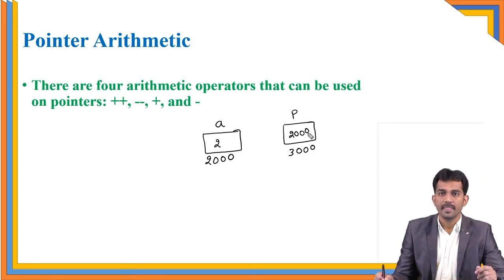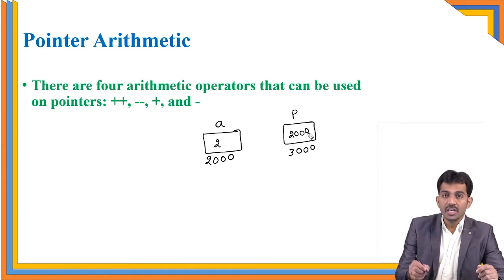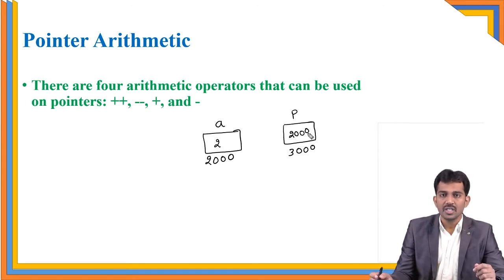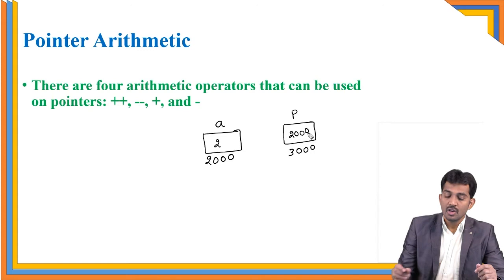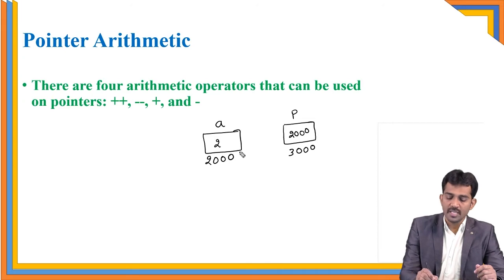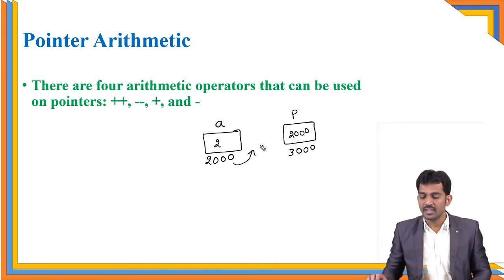If you store the address of this here, observe carefully. If you perform +1, the address 2000 of this variable goes from here to here. I'm going to explain with a small example.